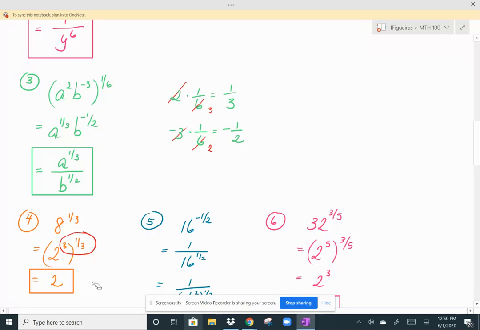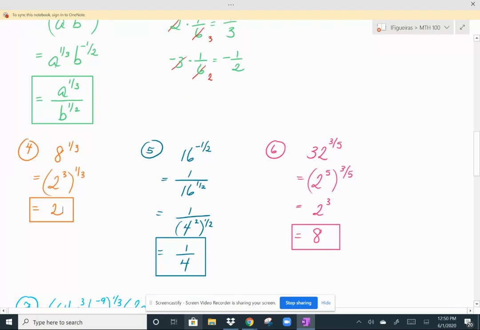I'm going to do the same or something similar in number 5. But in number 5, I have a negative exponent. So the first thing I did was I rewrote it without a negative exponent as 1 over 16 to the positive 1/2. And then again, I need to rewrite the 16 as an exponential expression. So 16 is the same as 4 to the 2nd power raised to the 1/2.